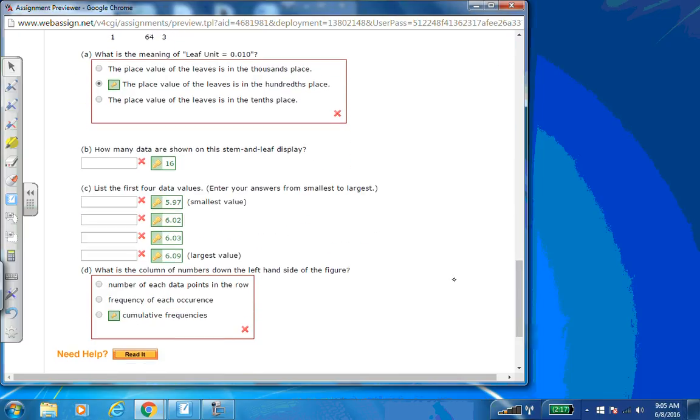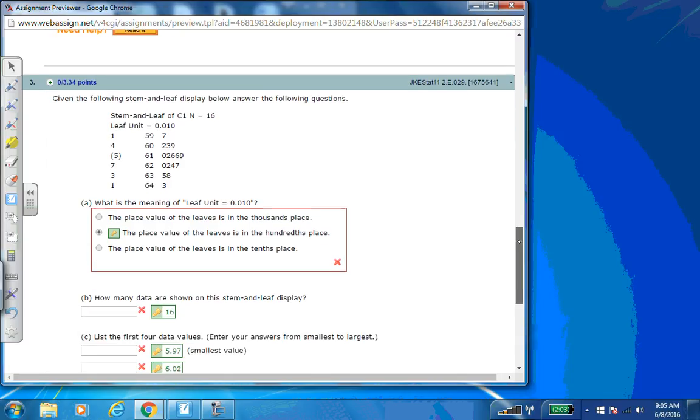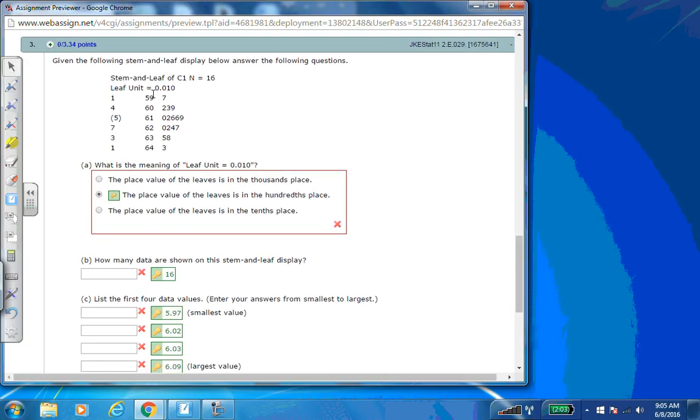And then it asks us to list the first 4 data values. So we've done 5.97, and then the next one will be 6.02, 6.03, 6.09. And that's what they have. So you just write out the stem and each leaf. So 60, then 2, 603, 609.